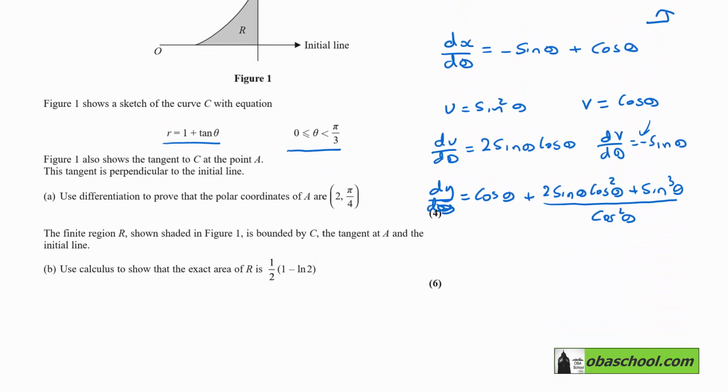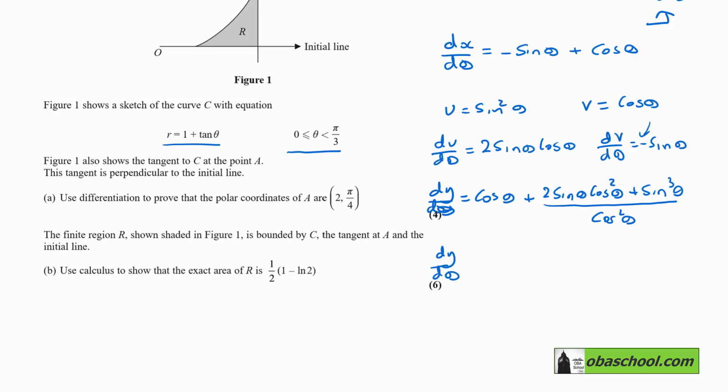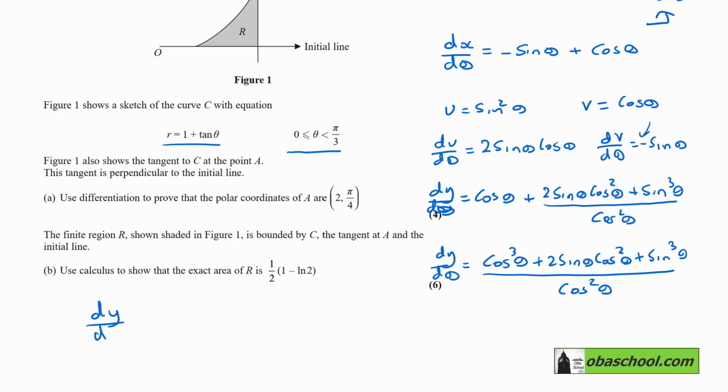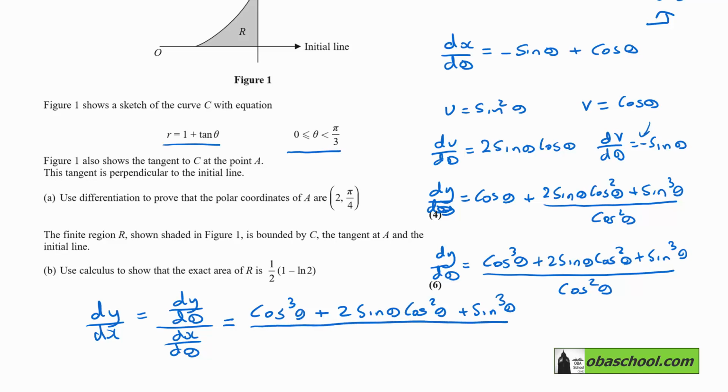Now let's put dy d theta over a common denominator. And so what we're going to have is cos cubed theta plus 2 sine theta cos squared theta plus sine cubed theta all over cos squared theta. Now dy dx is equal to dy d theta divided by dx d theta. So that is going to give us cos cubed theta plus 2 sine theta cos squared theta plus sine cubed theta all over cos squared theta, and that cos squared comes from here, times cos theta minus sine theta, which is from up here.